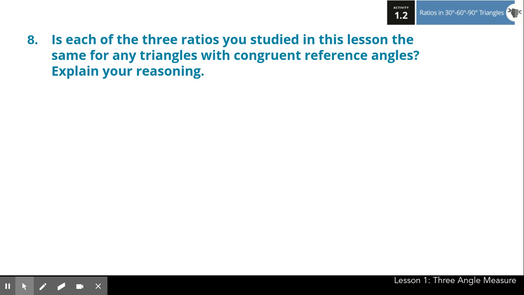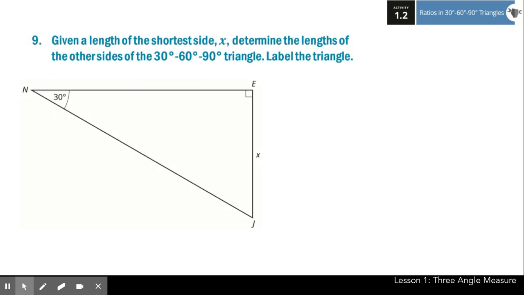And then question 8, let's see what page we're on. We are on page 129. So is each of the three ratios you studied in this lesson the same for any triangles with congruent reference angles? So this would be a no. The triangles must be right triangles, and the triangles must be similar. So they have to be right triangles, and they have to be similar.